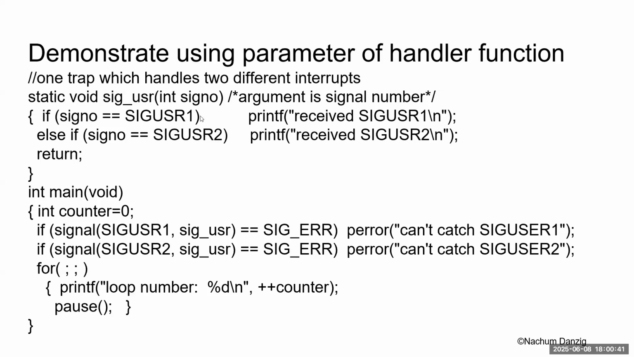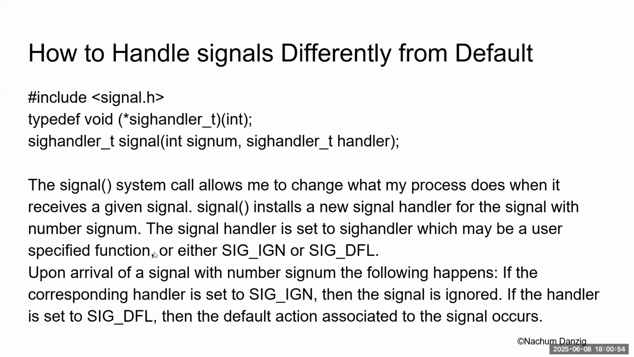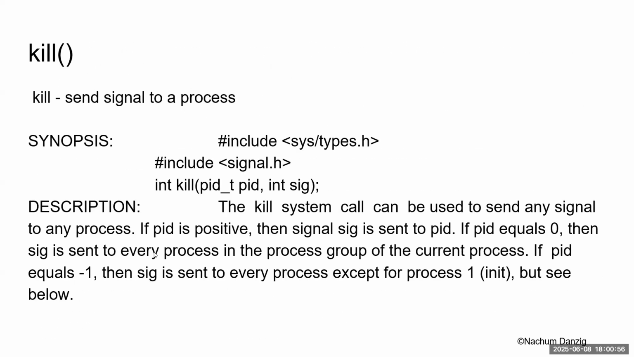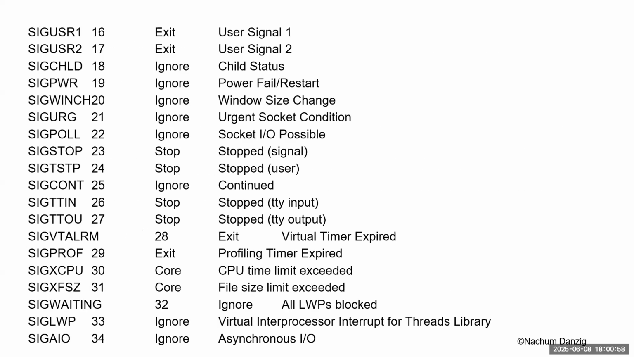Demonstrate using a parameter of handling. So we set a parameter, let's prove that it works. So here's sig user, sig number. And here what I did is I said for either sig user 1 or sig user 2, sig user 1 and 2 are what values? 16 and 17. And they both exit.